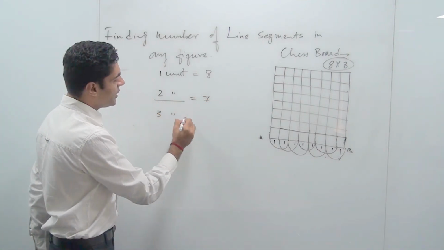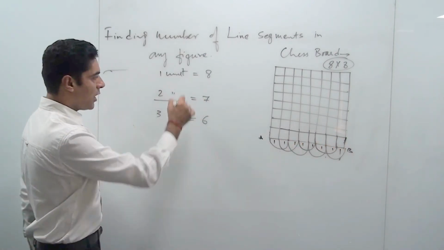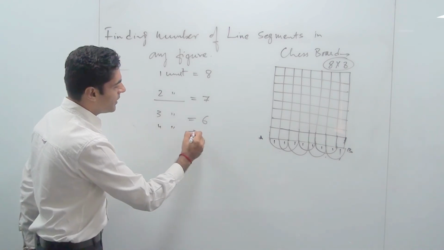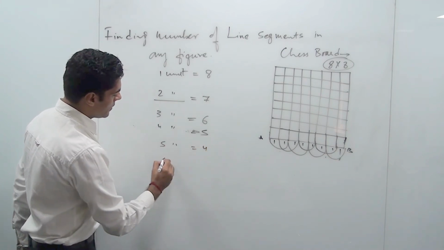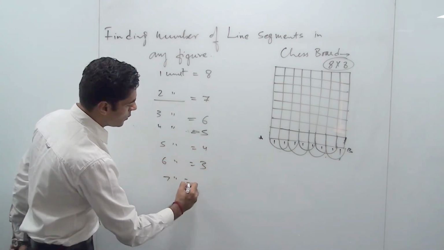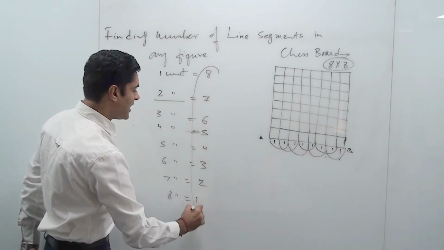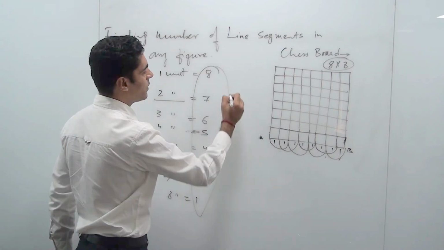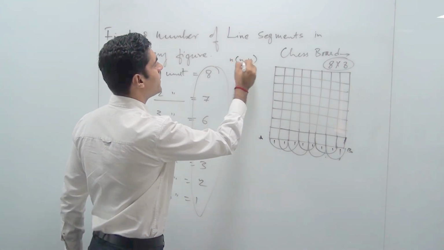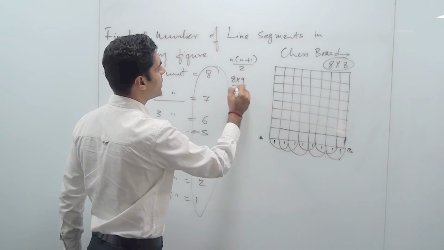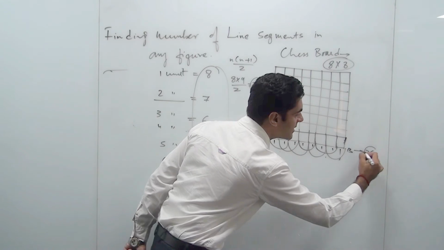Similarly, the number of line segments of 3 units will be 6. Now it's again plug and play. 4 units is going to be 5, 5 units are going to be 4, 6 units are going to be 3, 7 units are going to be 2, and eventually 8 units, which is the bigger one, is going to be 1. So the addition of natural numbers from 1 to 8, we know the summation of the first n natural numbers is given by n into n plus 1 by 2. So this will come out to be 8 into 9 by 2, which is nothing but 36. So in this line AB, we have 36 line segments.